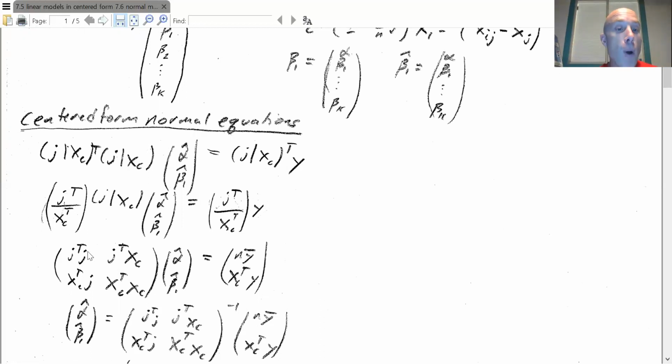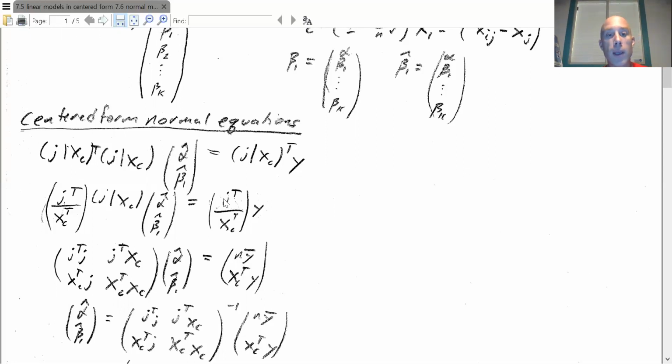So remember, this is a partition matrix. This is going to be one single term, but this is a vector times a matrix. This is a matrix times a vector, and this is a matrix times a matrix. So this is a much bigger matrix than it looks like. This is a partition matrix. And then I'm multiplying just like we'd expect.